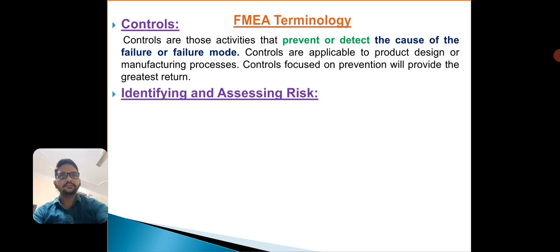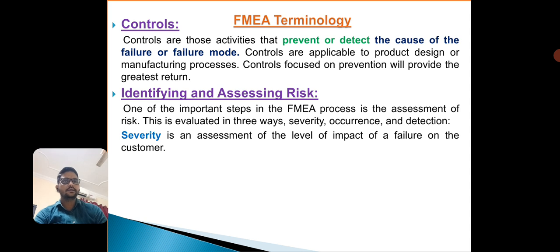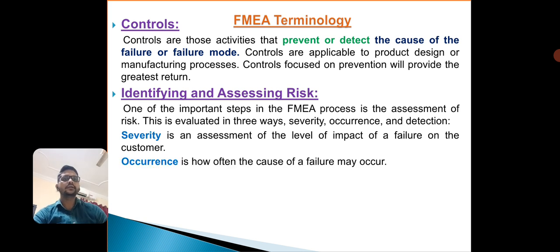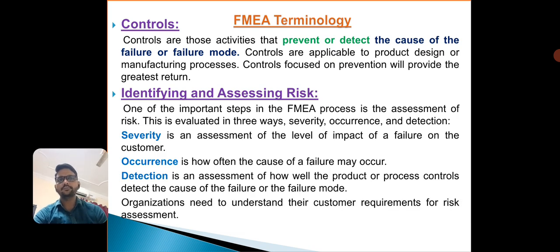Next terminology is identifying and assessing risk. One of the important steps in FMEA is the assessment of the risk. This is evaluated in three ways: severity, occurrence and detection. Severity is the assessment level of the impact of failure on the customer or individual, occurrence is how often the causes of failure may occur, and detection is the assessment of how well the product or process controls detect the cause of failure or failure mode. Detection is for both cause of failure and failure mode, but for the cause of failure, that is on prevention.